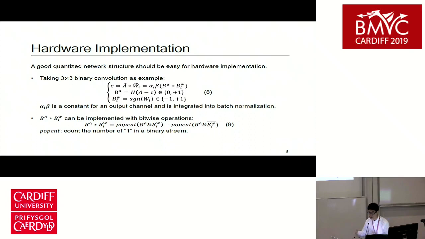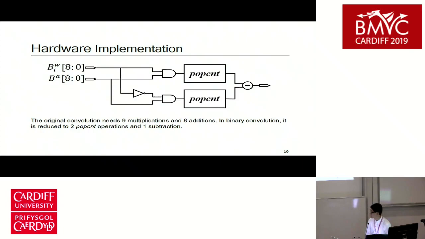The hardware structure is shown in this figure. We can see that compared with the original convolution, which needs 9 multiplications and 8 additions, the binary convolution only needs 2 popcount operations, 1 subtraction, and several logical operations. So it is much faster in processing speed and requires fewer hardware resources.